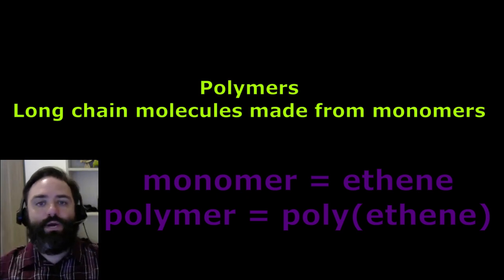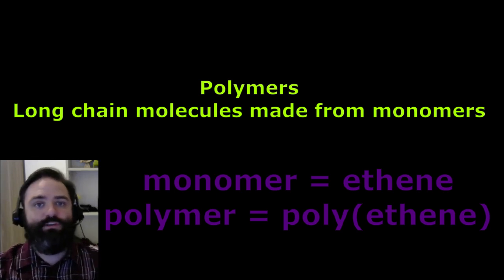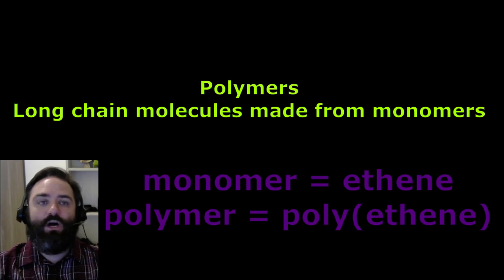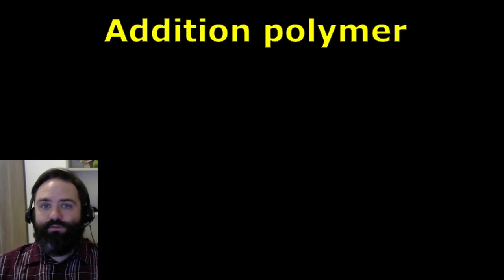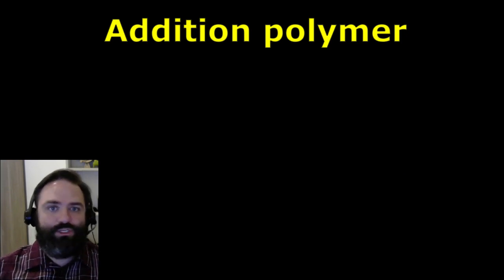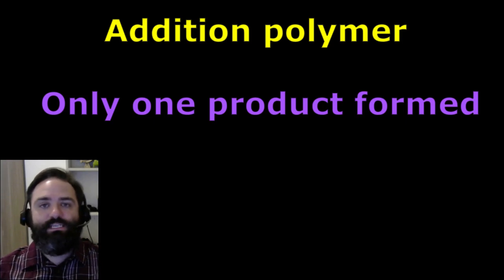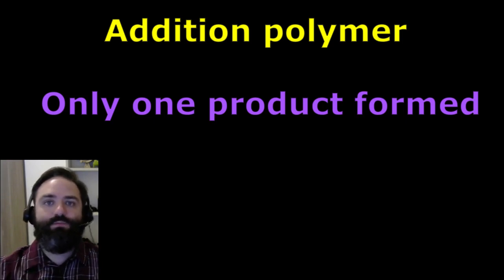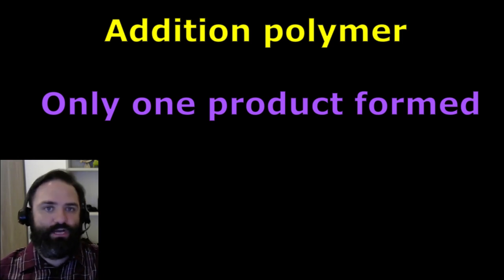There are two ways to make polymers, and therefore two classes or categories of polymer. These are addition and condensation. Let's look at each of these in turn. Addition polymers are formed from an addition reaction. You can tell from the name you're adding things together. You can recognize an addition reaction because it only forms a single product. One product is formed in an addition reaction.